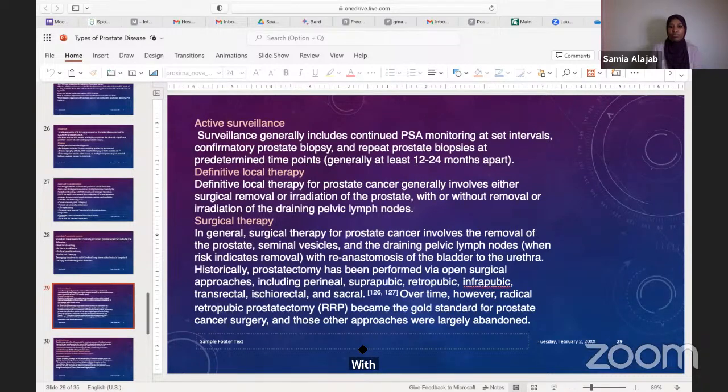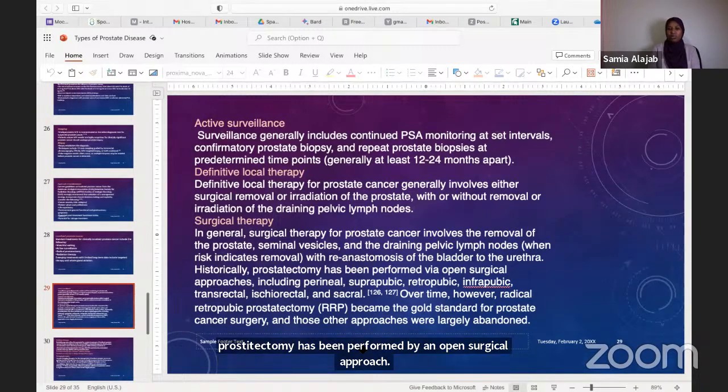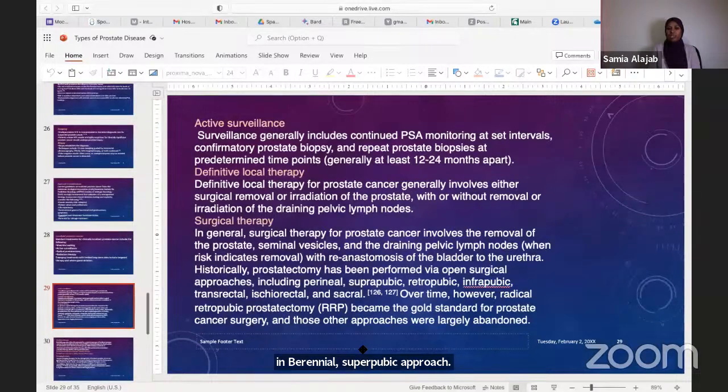Historically, prostatectomy has been performed by an open surgical approach, including perineal, suprapubic, retropubic, infrapubic, transrectal, ischiorectal, and sacral approaches. Over time, however, radical retropubic prostatectomy became the gold standard for prostate cancer surgery, and those other approaches were largely abandoned. So mainly now the gold standard is retropubic.